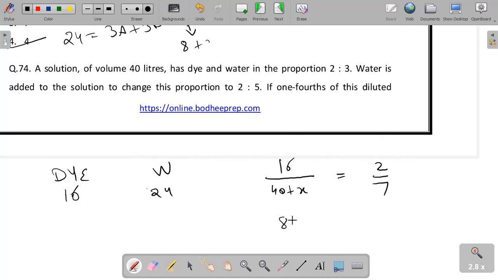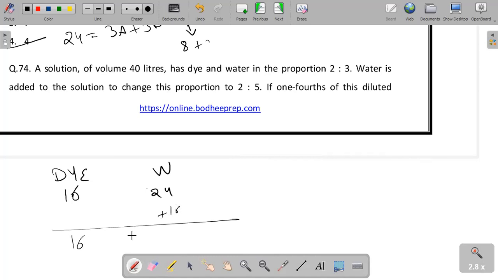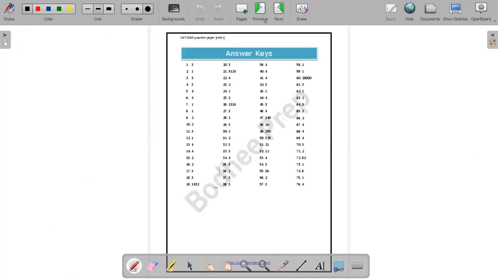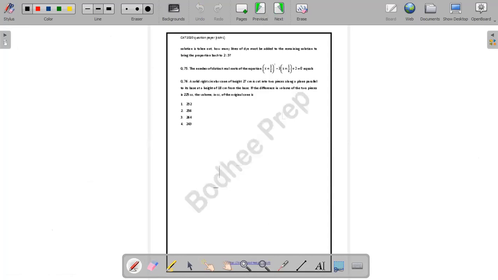So if I go by multiply and divide, 80 plus 2x is equal to... So x is equal to 16. So 16 more is added. Okay. If I add 16 of water, then I would get this as 16 and 40. Perfect. If 1/4 of this diluted solution, oh, we are about to end. That's nice.